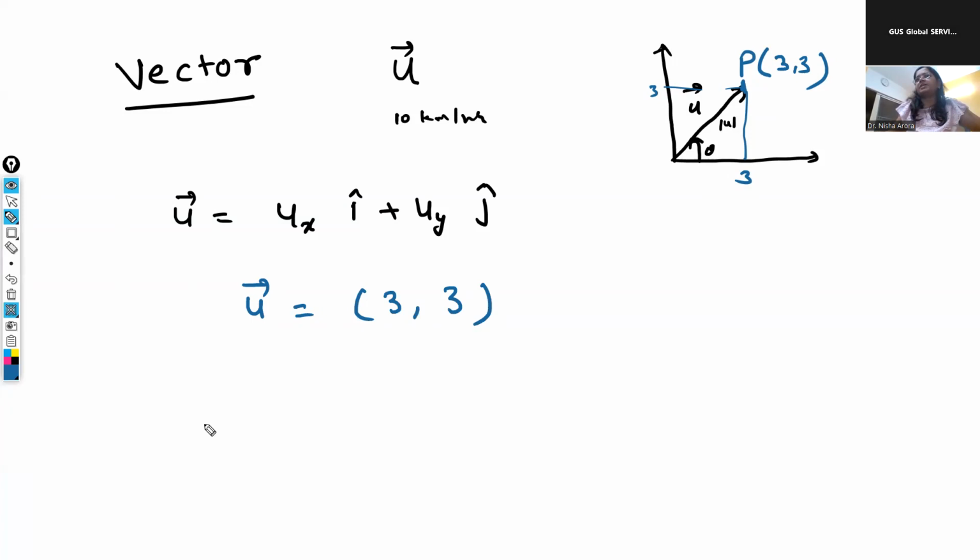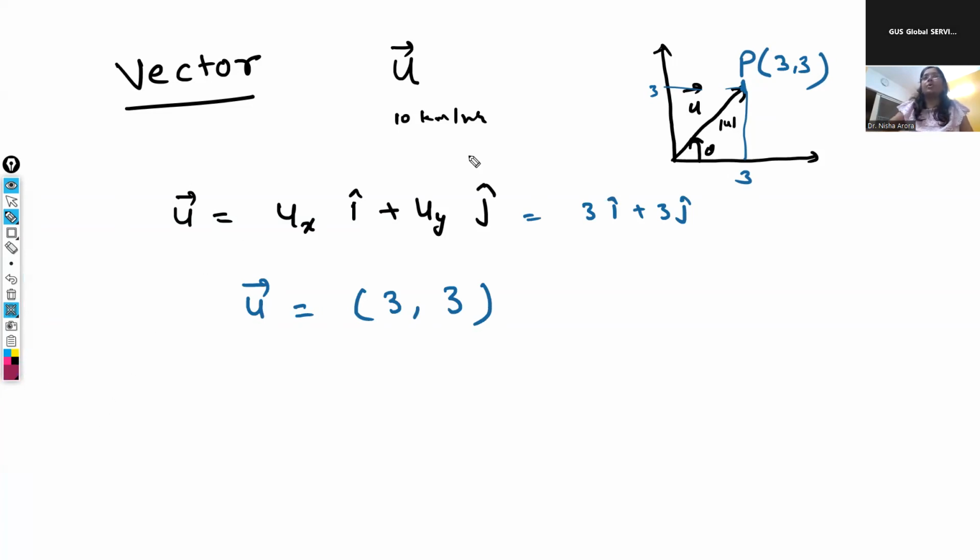Another way of representing my vector. So the math student was saying it is 3 i cap plus 3 j cap. Those who don't understand, please forgive me. I'm not explaining everything here. I'm just trying to highlight that the same topic can be learnt in different ways with different approaches. Okay, maybe some programmers here.